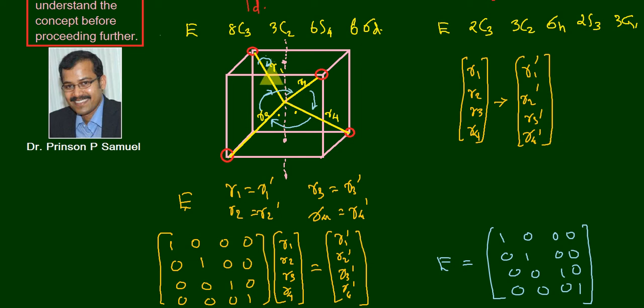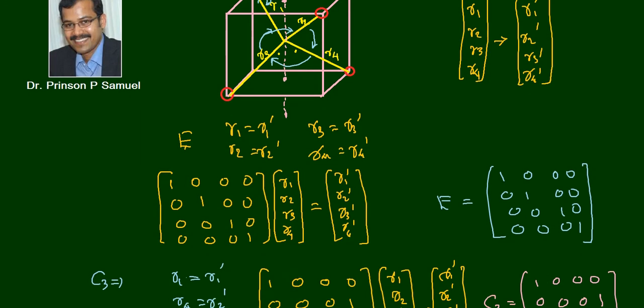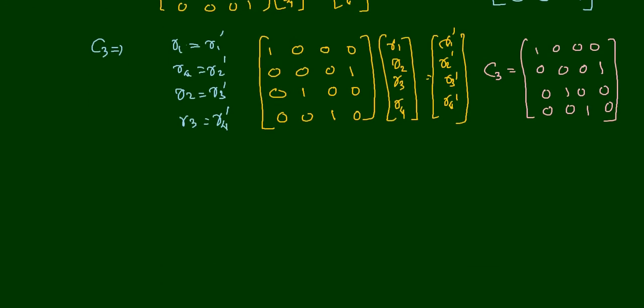During the C2 operation, C2 means 180 degree rotation. This corner will rotate about this axis, and this corner will come here. During the 180 degree rotation, this corner will come here also, and this corner will go here. So what is happening during the C2 operation? R1 is exchanged with R2, and R3 is exchanged with R4.